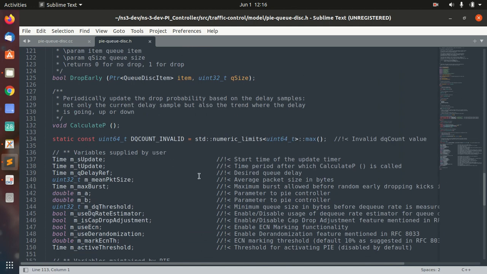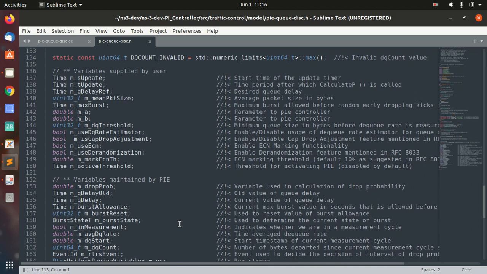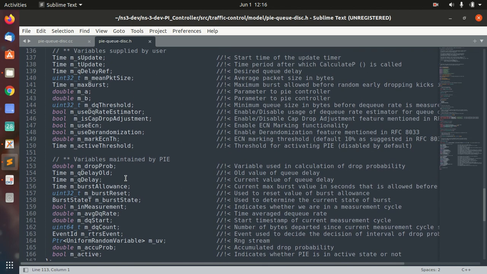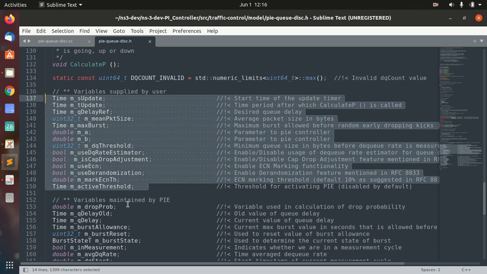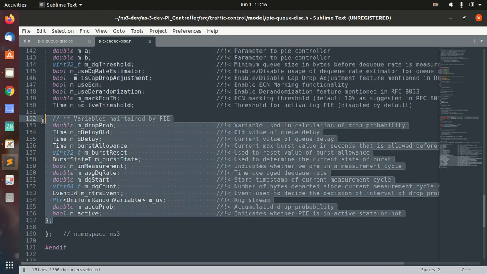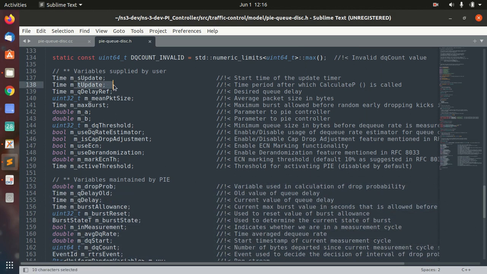Apart from several methods, it has several member variables, approximately 28 of them. The first part is the member variables which are supplied by the user, and the second part is those member variables which are maintained by the PIE. Out of these many member variables, some of the more important ones are Tupdate, the time period after which the PIE function calculates the drop probability, and the queue delay reference, which is the desired queue delay.